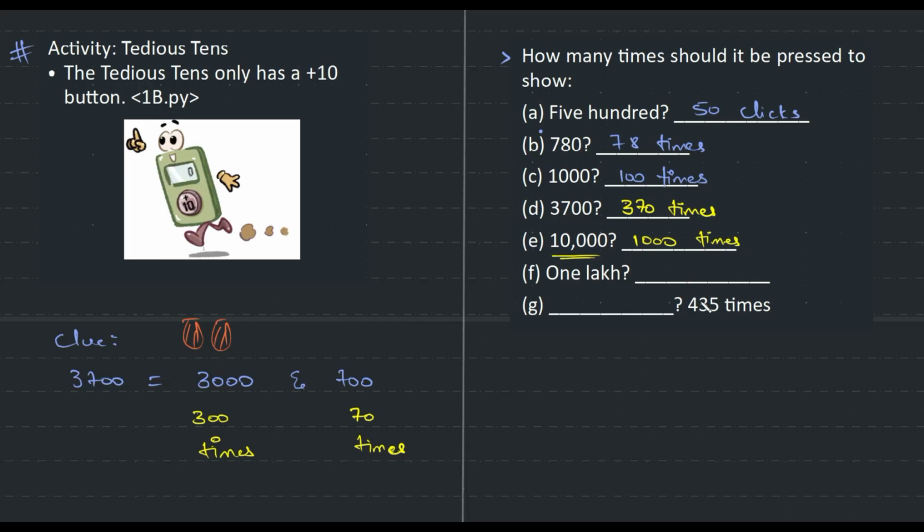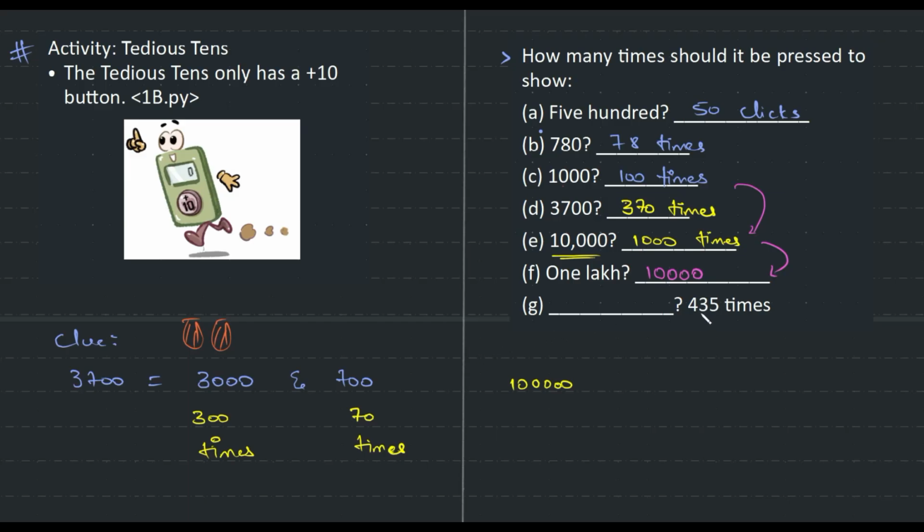1 lakh. 1 lakh, the number is this. If you guys have seen that pattern, you know that it will be 10,000 times. Is it not? Right? If 1000 is 100 times, 10,000 will be 1000 times. 1 lakh will be 10,000 times. Can you see that as well? There are a lot of ways that you can understand.